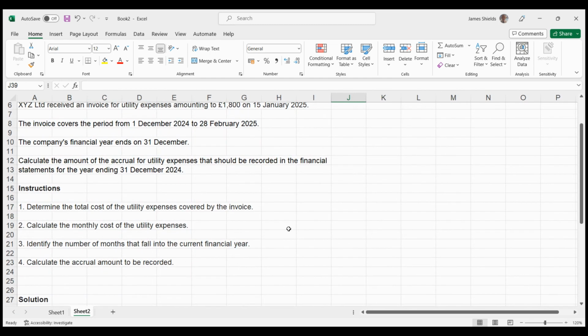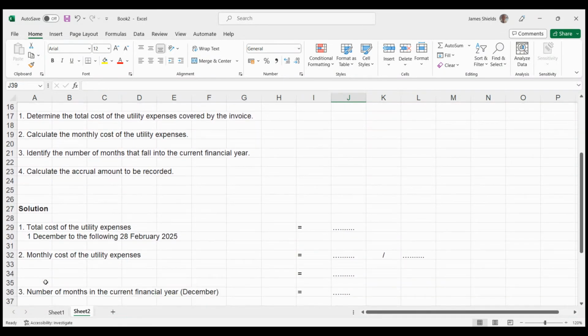So we've got a four-step method here. So the instructions: determine the total cost of the utility expenses covered by the invoice, calculate the monthly cost of the utility expenses, identify the number of months that fall into the current financial year, and calculate the accrual amount to be recorded. So let's go through the solution then.